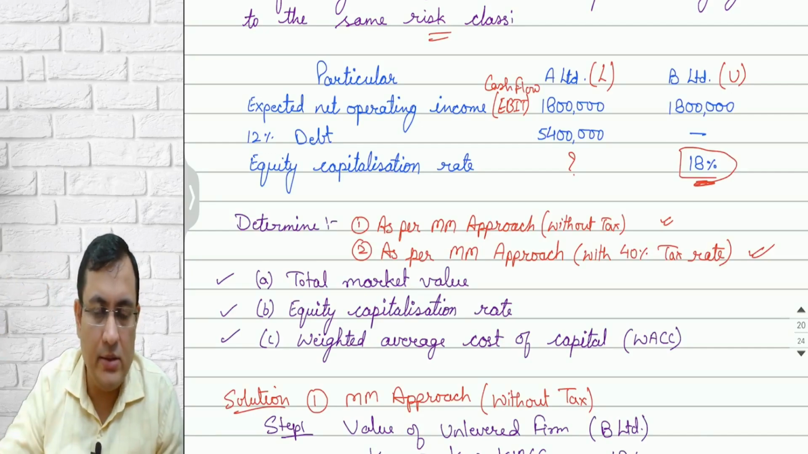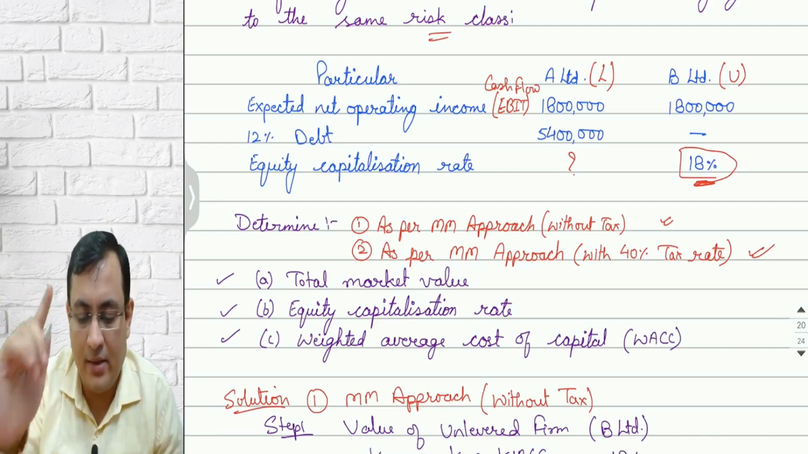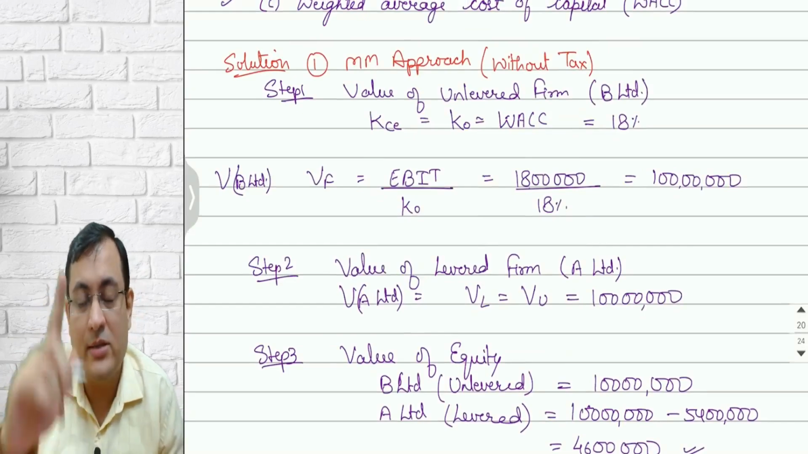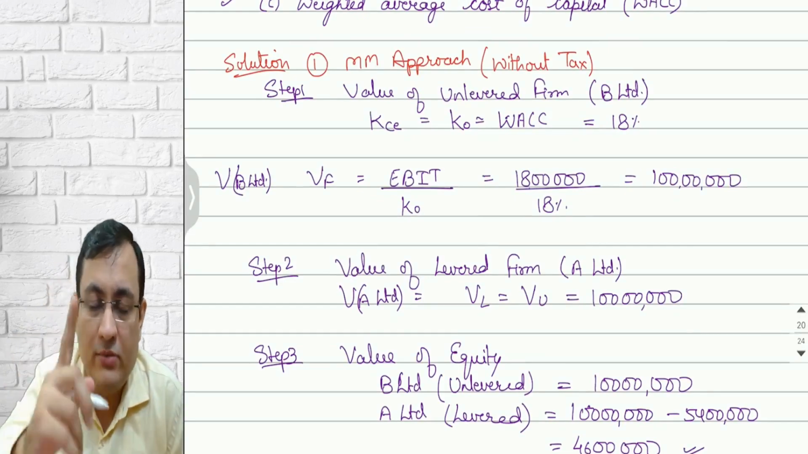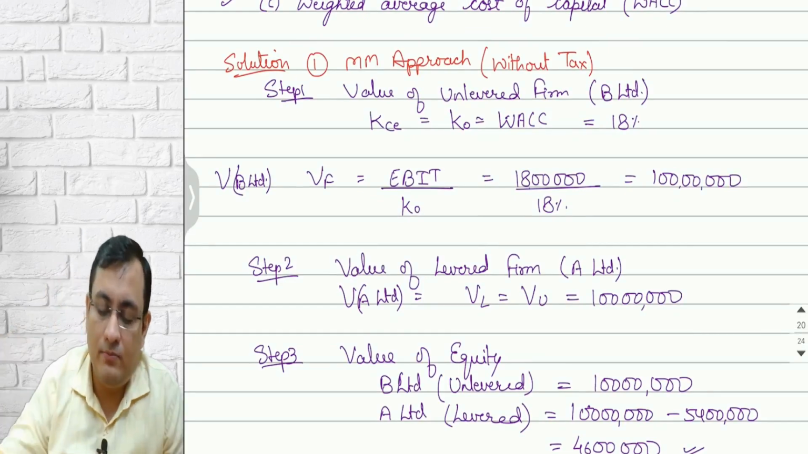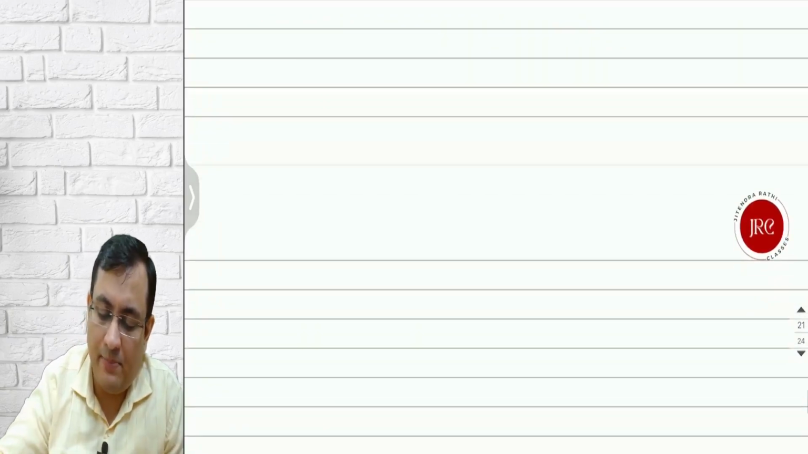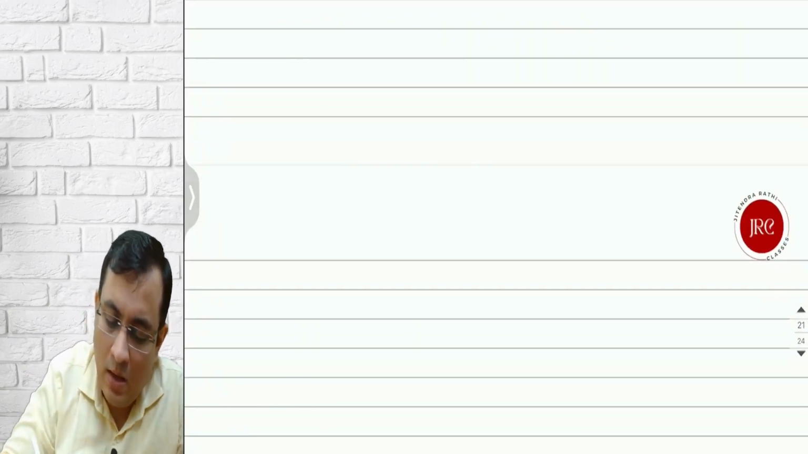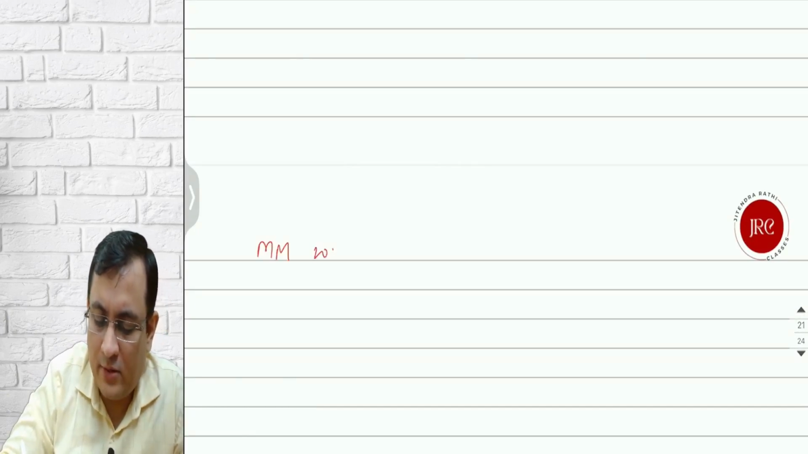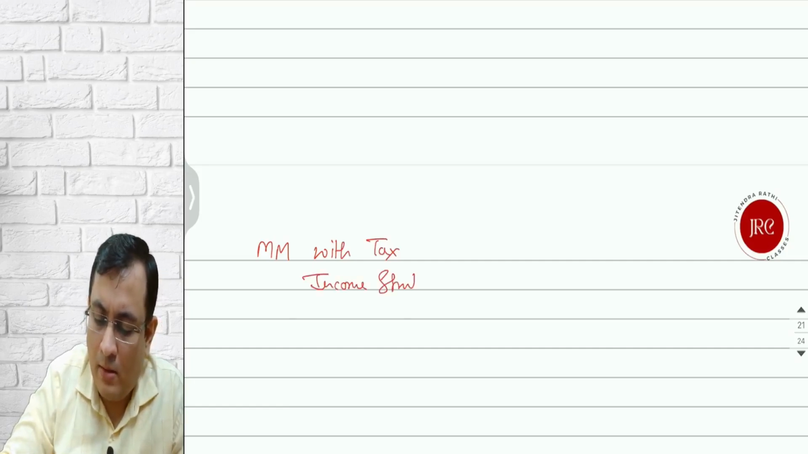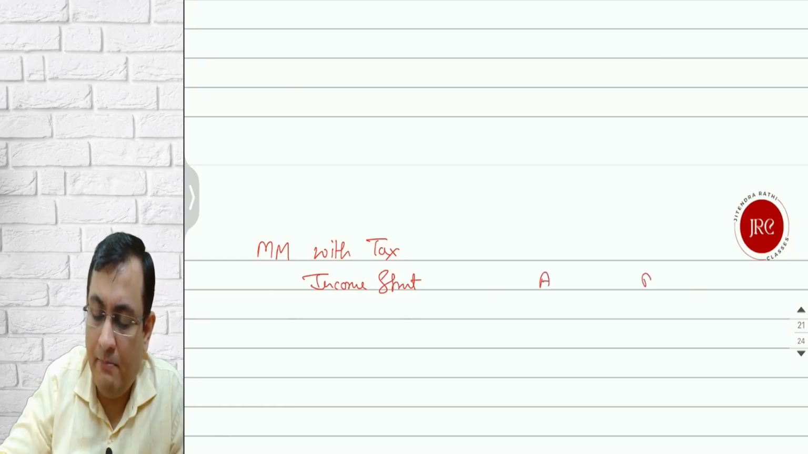So let's start step by step. First, valuation will be done. As I have already told, in case of without tax, valuation will always start with unlevered. Then it will go to the levered part. So unlevered case, step number 1, with the taxation. First of all, make the income statement. Income statement A and B.